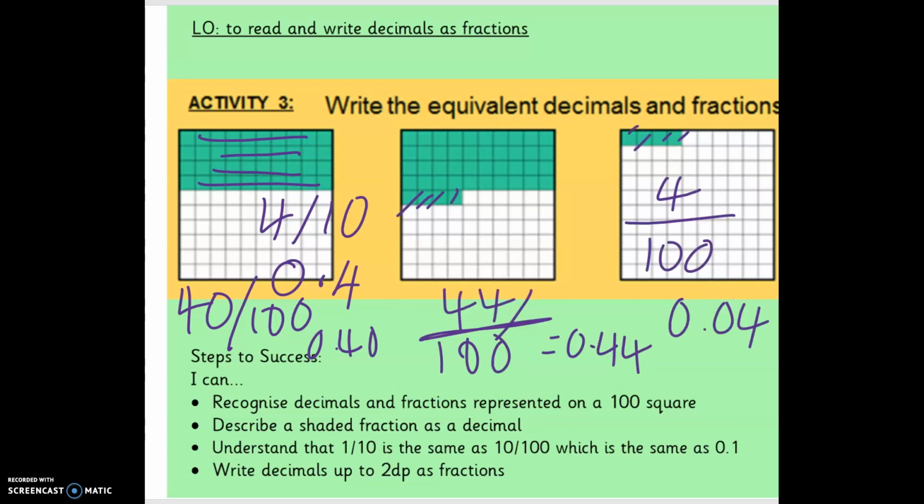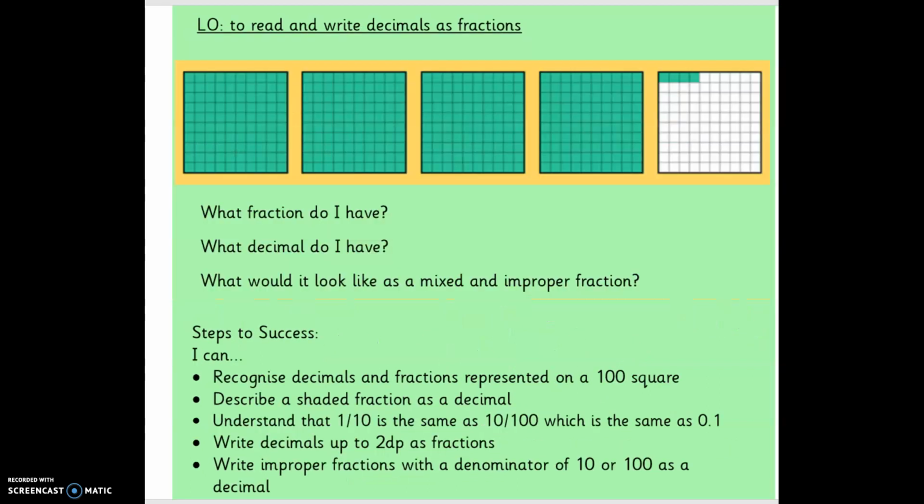So hopefully for the second square you managed to count 44 green pieces coloured in, which gives us 44 over 100, which is 0.44 as a decimal. And I counted that I had 4 chunks coloured in on my last square, which is 4 over 100, which gives us 0.04.